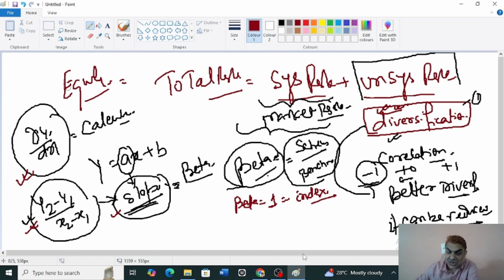If beta is more than 1, that means you have taken more risk. You have taken more risk.